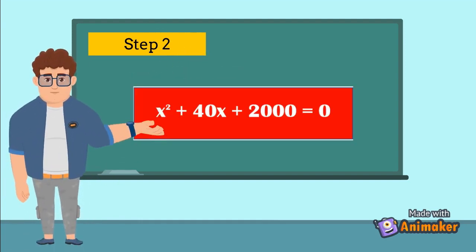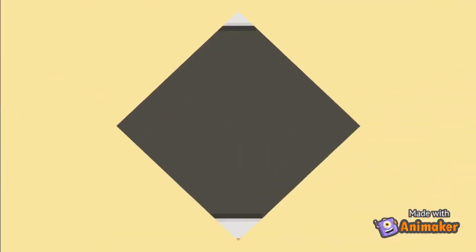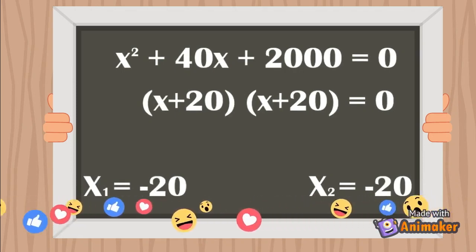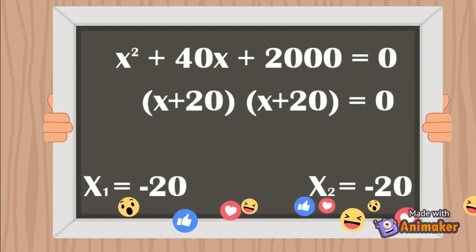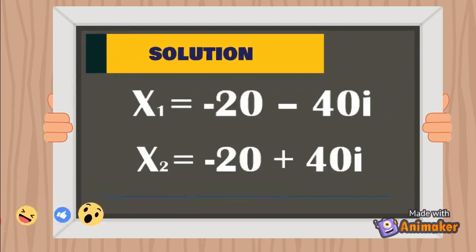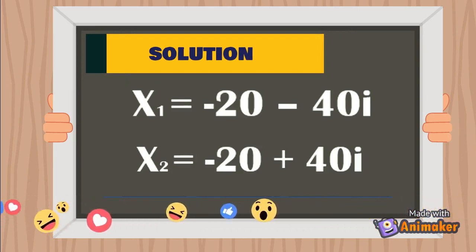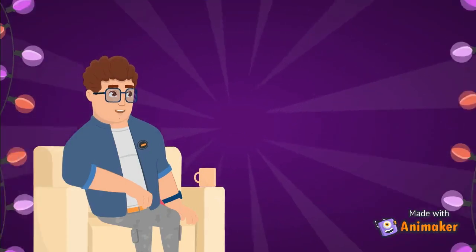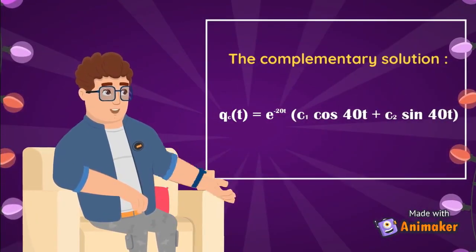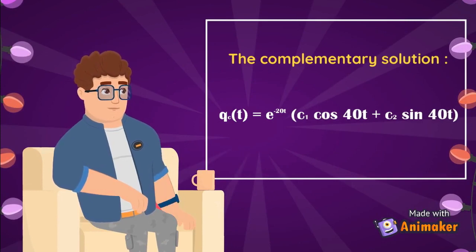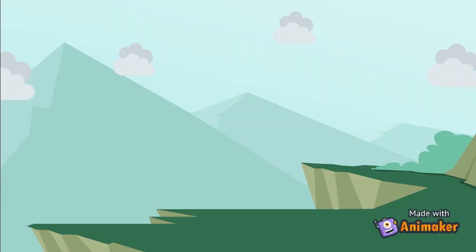Then, we change it into the auxiliary form, in order to make it easier. After that, we solve the equation. The solutions we get are x1 equal to minus 20 minus 40i, meanwhile x2 is minus 20 plus 40i. Finally, we change the solution into the complementary solution. The solution is then Qc(t) equal to e to the power of negative 20t, times c1 cos 40t plus c2 sin 40t.